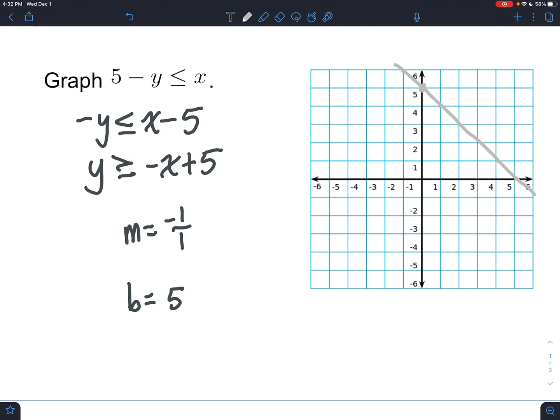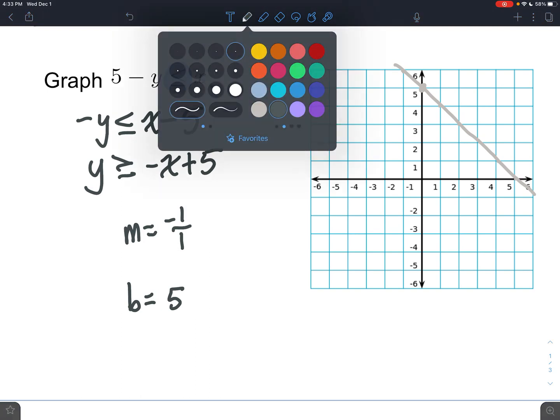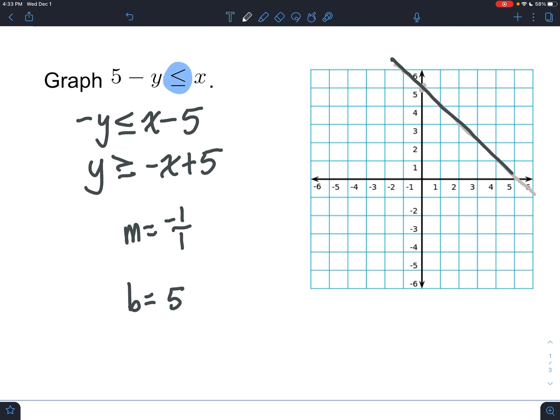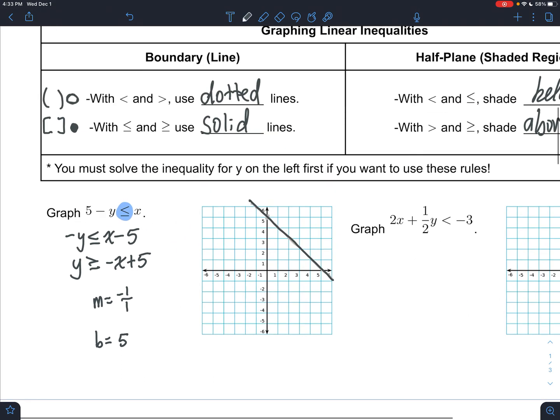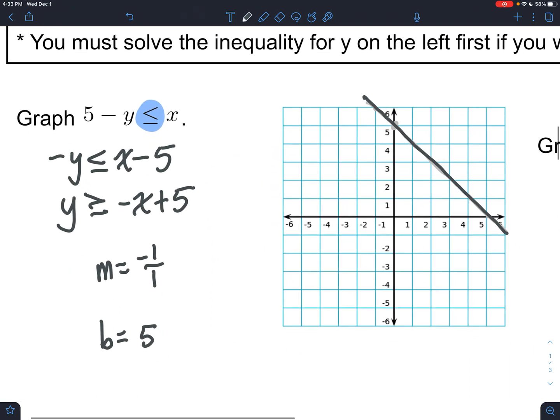Is it dotted or is it solid? And the beginning of the problem tells us that it's going to be solid because it has that or equal to sign. So notice here that we have, these are both solid. Okay.